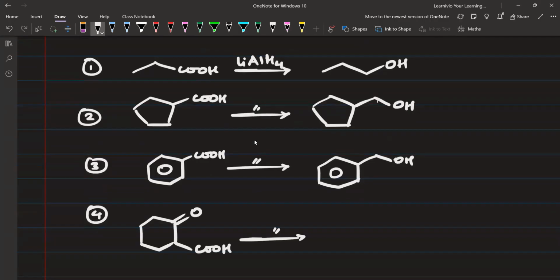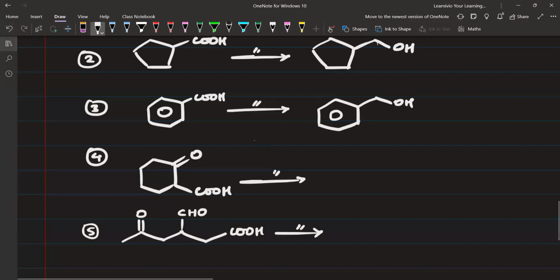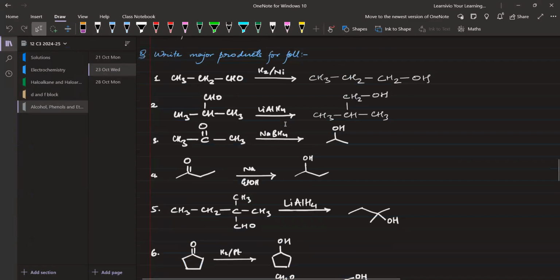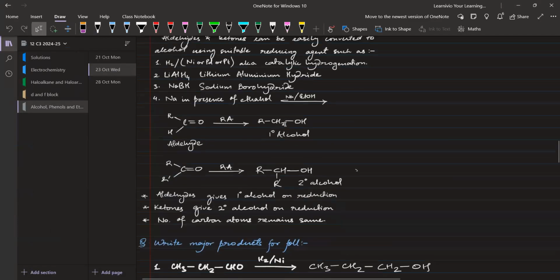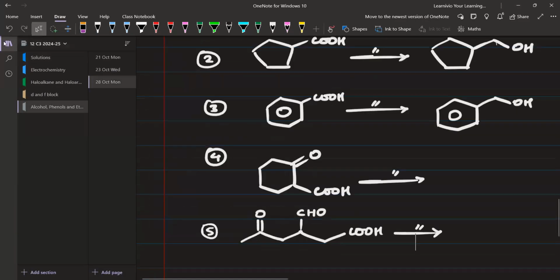We'll write for the fourth one and maybe the fifth one also. I hope you remember that lithium aluminium hydride also reduces aldehyde and ketone, right? I hope you remember this. Lithium aluminium hydride, sodium borohydride, all of these can reduce the aldehyde and ketones also.